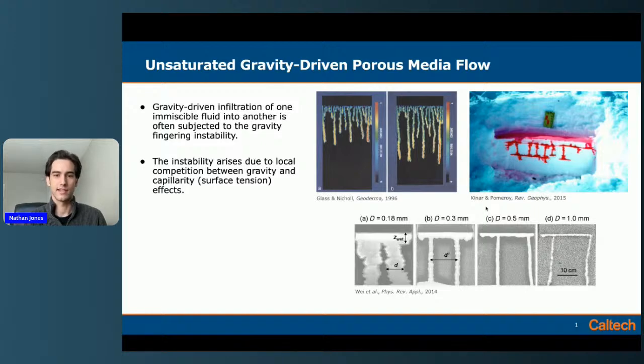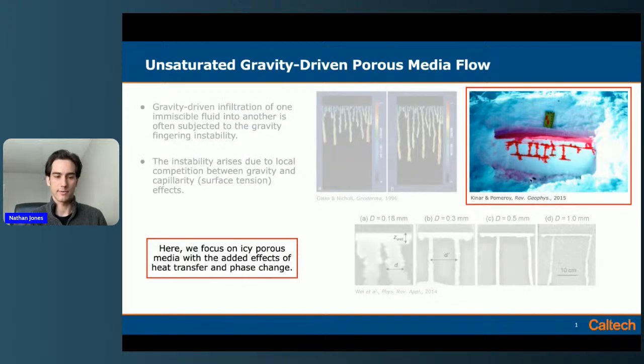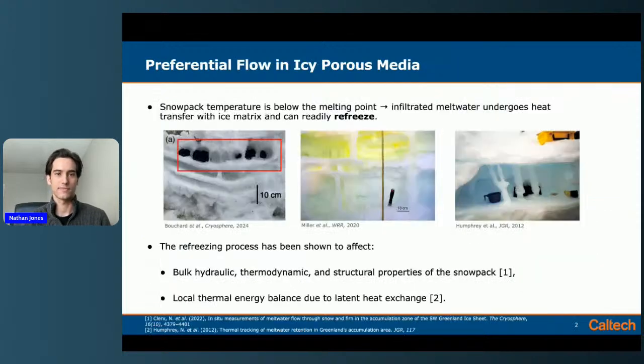these systems. And so for the purpose of what I'm going to talk about today, we only are interested in this icy porous media or snow or firn or whatever you want to call it, which now we can have the added effects of heat transfer and phase change. And so because snow exists below the freezing point of water, because it is frozen water, there's now this sort of temporal heat transfer and phase change that can occur.